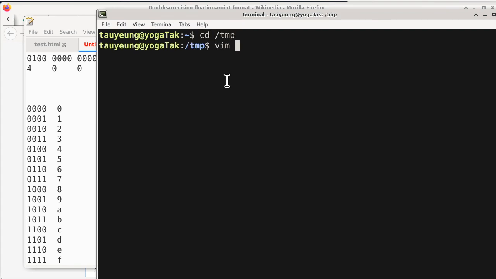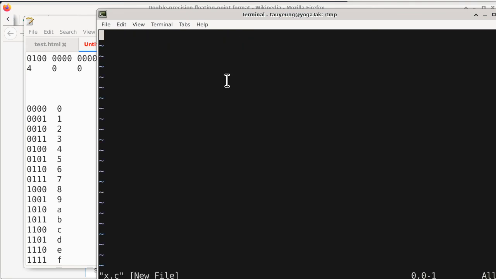Go to the temp folder, and I'll write a program called x.c. The program has #include <stdint.h>. If you do not know what standard integer.h is yet, you should look into it, because we are going to use it a little bit in this class. This include file gives you the typedefs of uint blah blah underscore t and int blah blah underscore t, so you have direct control over the width of the integer types that you're going to use.